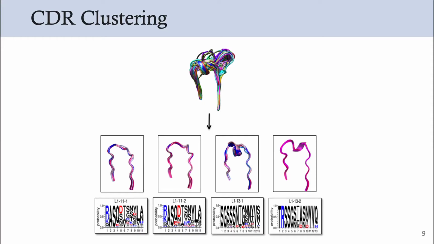On the bottom, we see the label for each group, L1-11-1, which means CDR loop L1, length 11 residues, and it's the largest grouping, so it gets labeled 1. The second largest group gets labeled 2, and so on. Below that is the sequence logo for the group. While I encourage you to read the paper, the PyIgClassify server, which I will discuss on the next slide, is the best place for the most up-to-date information.